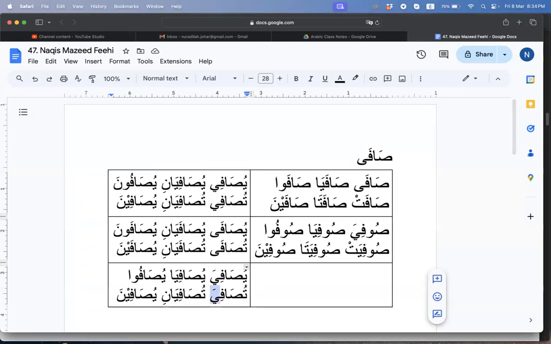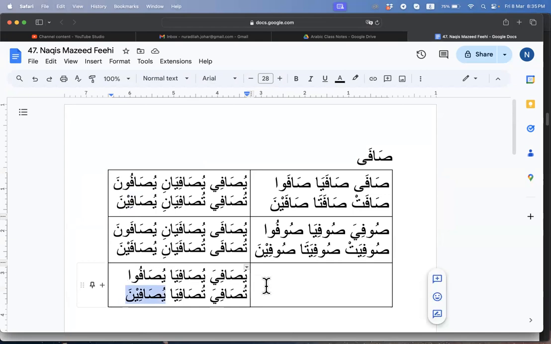So this one, remove the nun. And antum, remove the nun. And hunna, can we also remove the nun? No. It's plural feminine, so you cannot remove it. So this is mabni. There are two places that are mabni in mansub: this one, and another one, antunna.